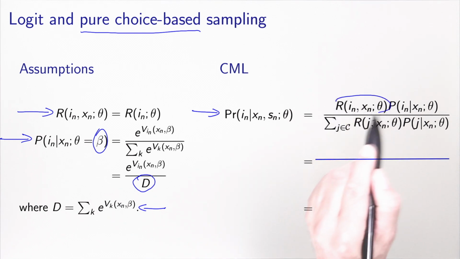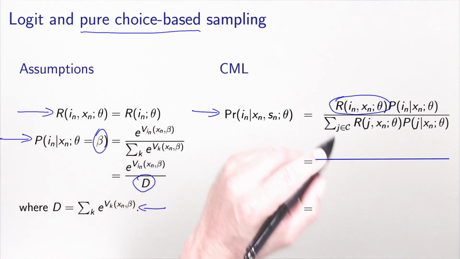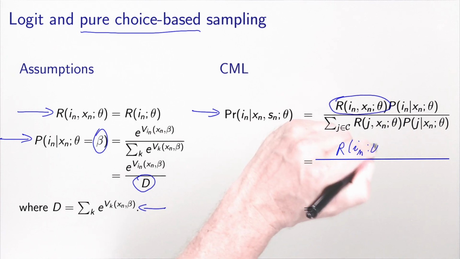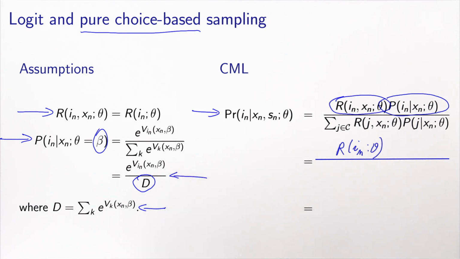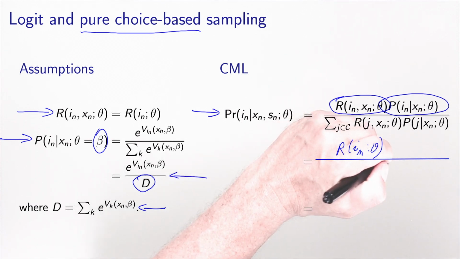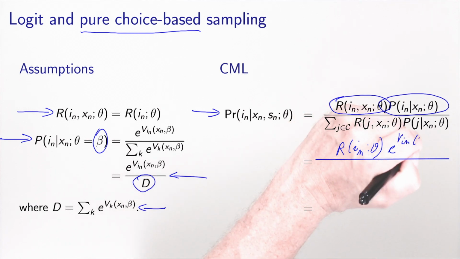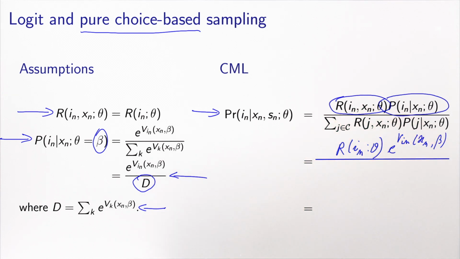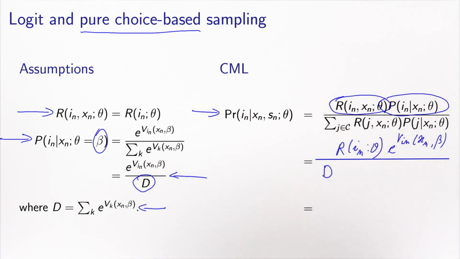The first element here, because of our assumption, is written R of theta. Here we have a choice model, but the choice model is a logit. So this is given by this formulation here. Therefore, we have e to the V_in of x_n beta, divided by D. I will put D here. Okay, so this is the numerator.